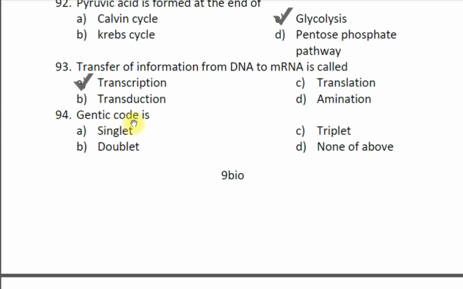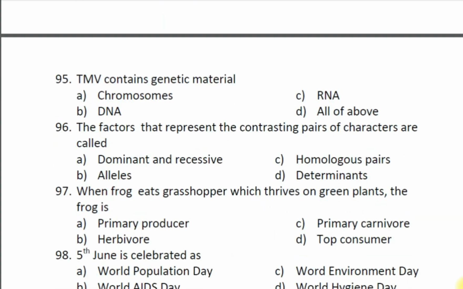Question 94. Genetic code is A. singlet, B. doublet, C. triplet, D. none of the above. The correct one is C, triplet. Question number 95. TMV contains genetic material A. chromosomes, B. DNA, C. RNA, D. all of the above. The option C, RNA, is correct. TMV stands for tobacco mosaic virus. It is an RNA virus.